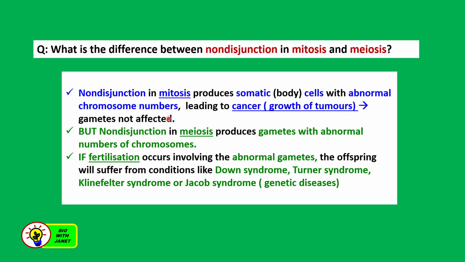This leads to diseases like cancer and the growth of tumors, which contain abnormal cells with an abnormal number of chromosomes, right? But the gametes are not affected, because it's the somatic body cells that undergo non-disjunction. Non-disjunction in meiosis is different because it produces gametes with an abnormal number of chromosomes during the formation of gametes. If fertilization occurs involving the abnormal gametes, then the offspring will suffer from conditions like Down syndrome, Turner syndrome, Klinefelter syndrome, or Jacob syndrome, which are all genetic diseases. So these diseases occur due to non-disjunction during meiosis in the formation of gametes.